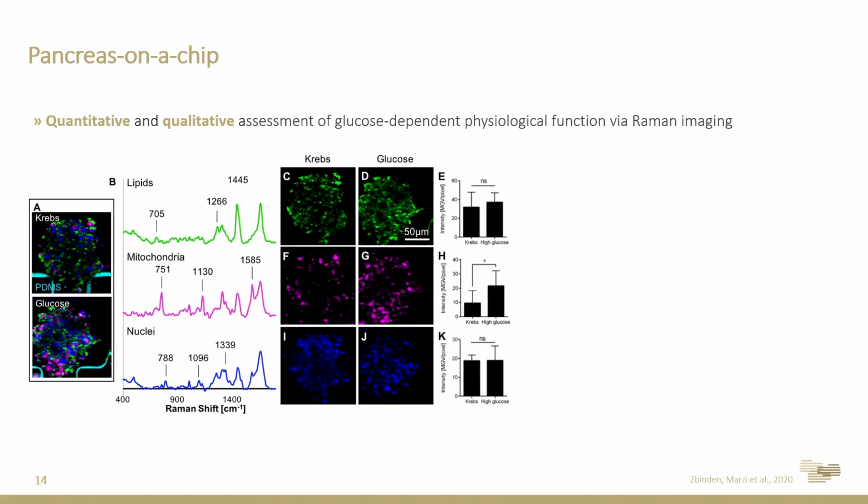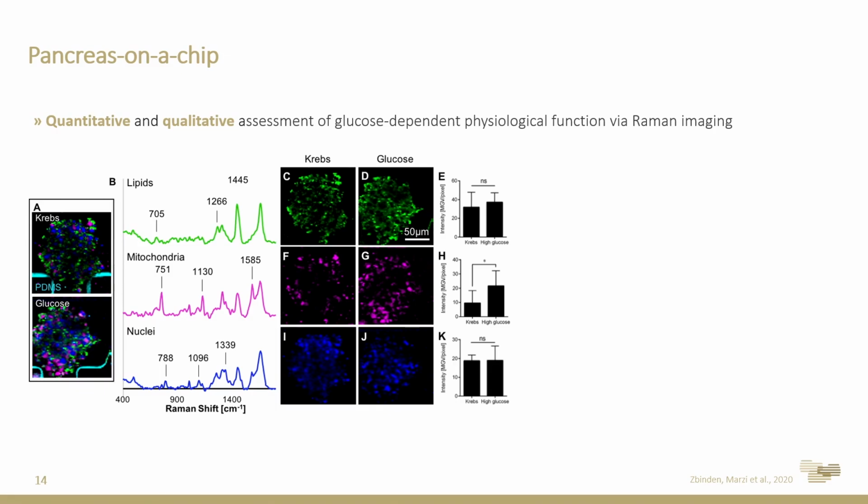Similar to fluorescence imaging, because the signal intensity of the Raman spectrum correlates to the quantitative amount of that molecule, we can do semi-quantitative analysis of the different structures. And we did observe an increase in mitochondrial activity upon glucose treatment, however not in the lipids.